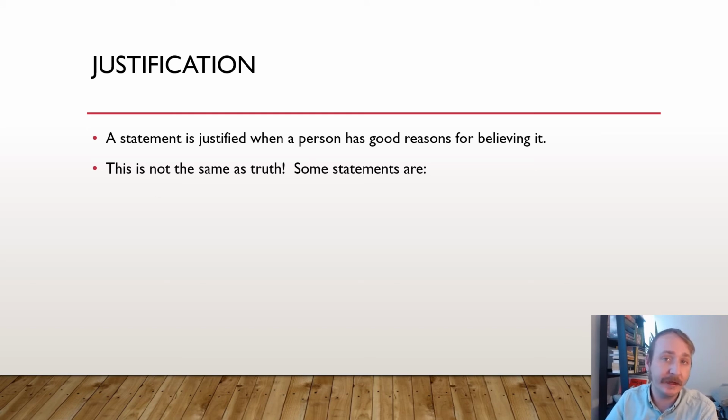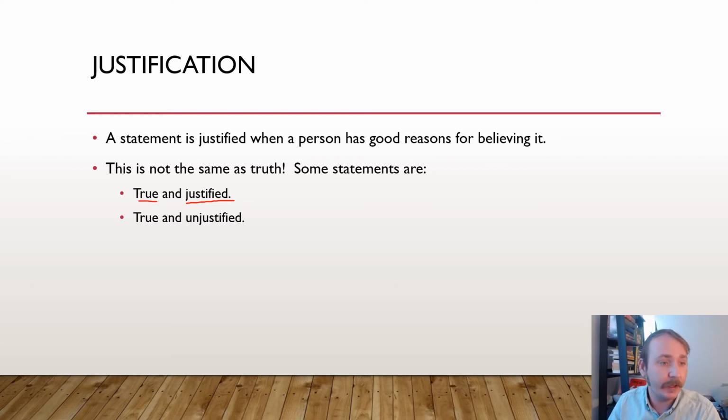Two totally different things. So as a result, and I will be testing you on this, statements can be true and justified when what somebody believes is true because it matches up with the way the world in fact is, and justified because they have good reasons for believing it. Statements can also be true and unjustified when the statement matches up with the way the world is, but the person's reasons for believing it are not good, or not part of a reliable truth tracking process.